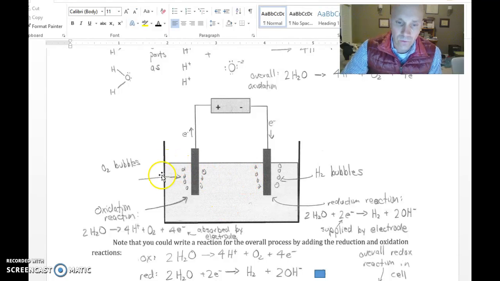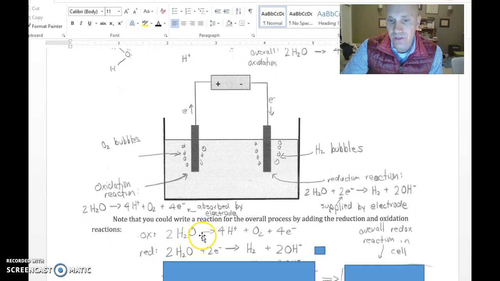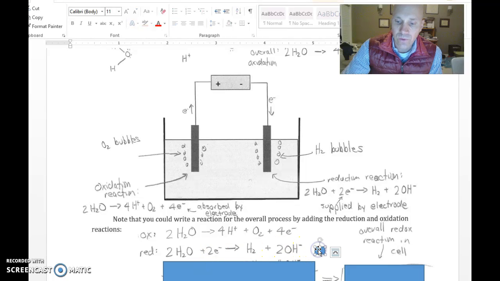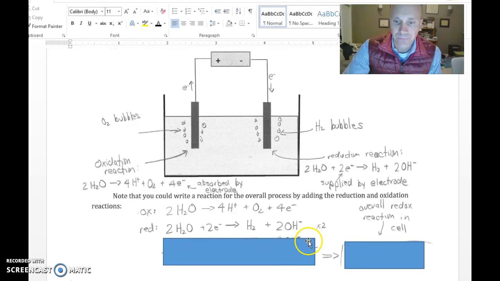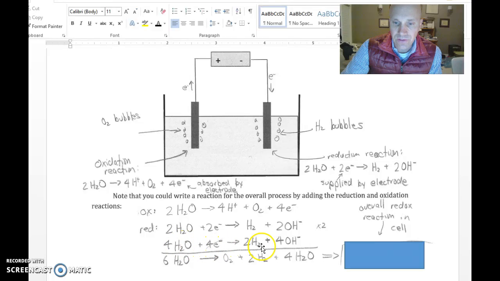So what I want to point out is what is the overall reaction happening in the cell? All right. Well, we could write the oxidation reaction right here, and we could write the reduction reaction below that. And if we wanted to say overall what's happening, well, we could do a little trick that we did before when we were trying to balance redox reactions, which is we wanted to make sure that we had the same number of electrons being transferred. And if you look here, we've got 4 electrons as a product over here, but we've only got 2 as a reactant right here. So what we need to do is multiply the bottom one by 2. All right. So if we multiply the reduction reaction by 2, we end up getting this right here.